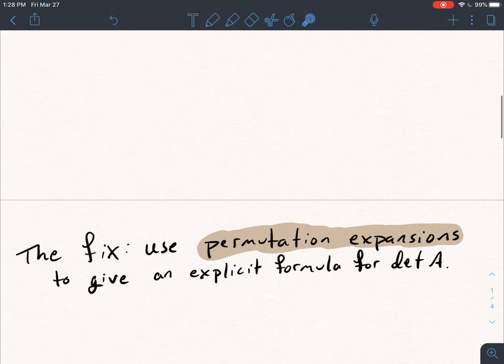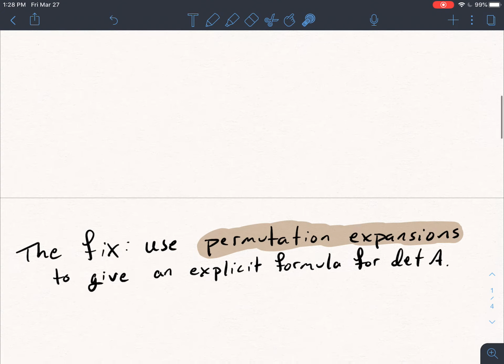So the fix to all of this, the idea, is to use what is called permutation expansions. And what these are going to do is they're going to give an explicit formula for the determinant of A that is just going to depend on the matrix A. It's not going to depend on any choices for your row swaps or row reductions or anything like that. We'll maybe see later that there are some choices that you have to check don't matter, but those choices are a lot easier and more manageable to check than the choices that we had in the previous process.